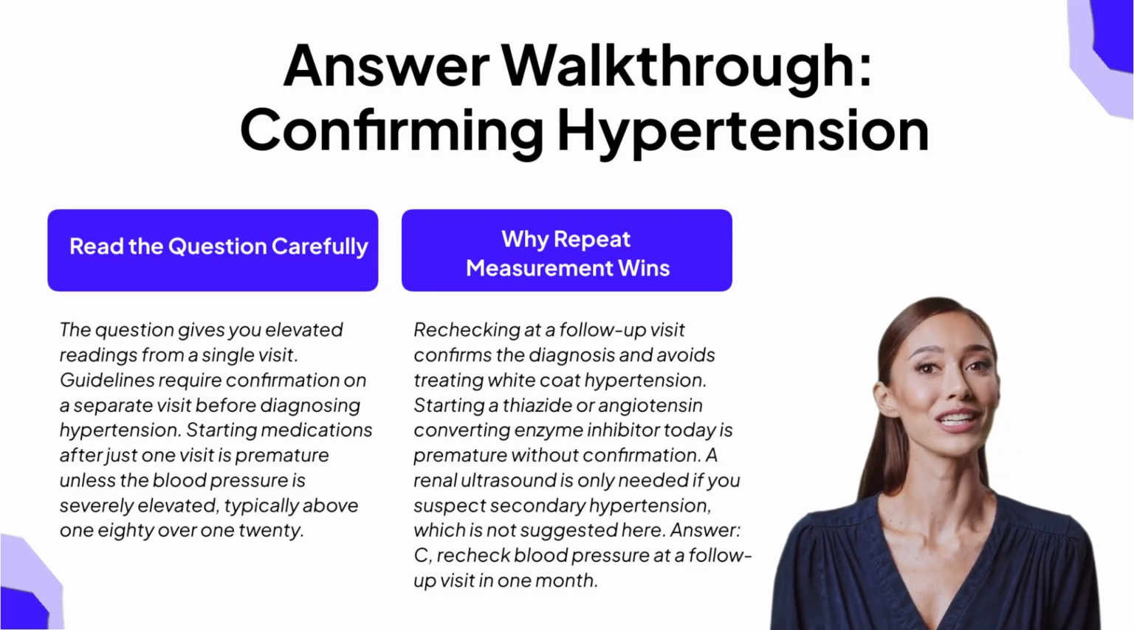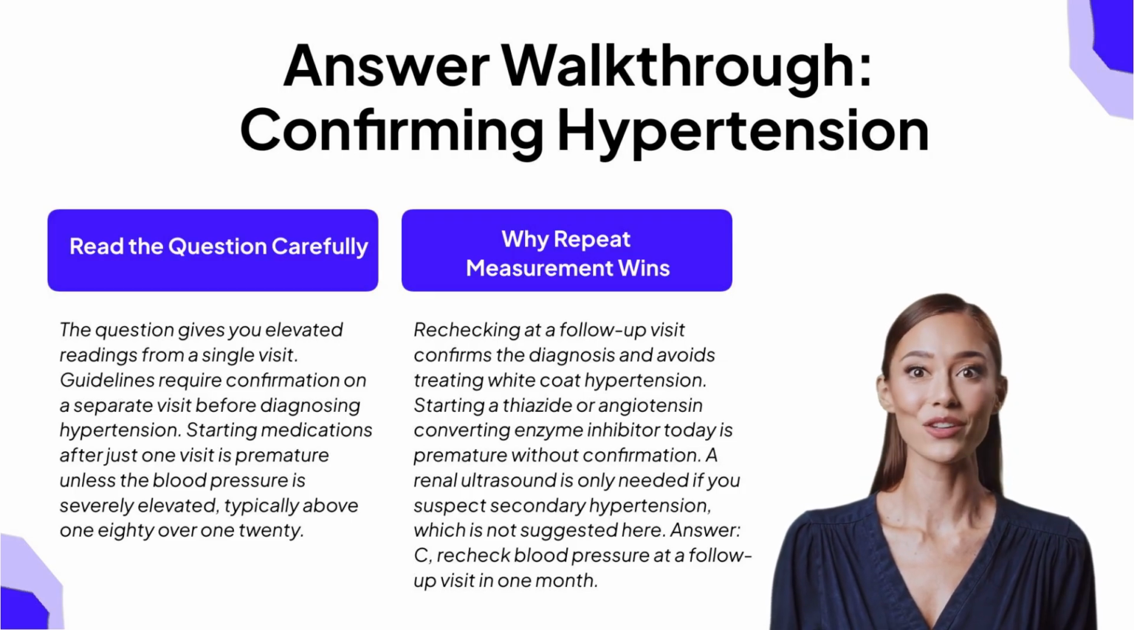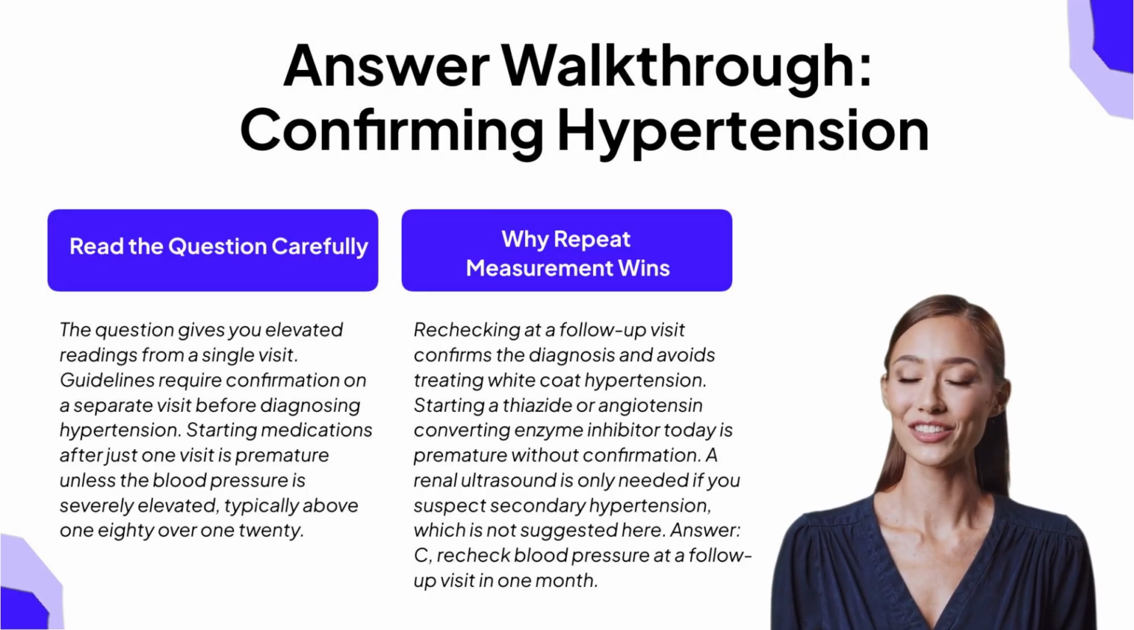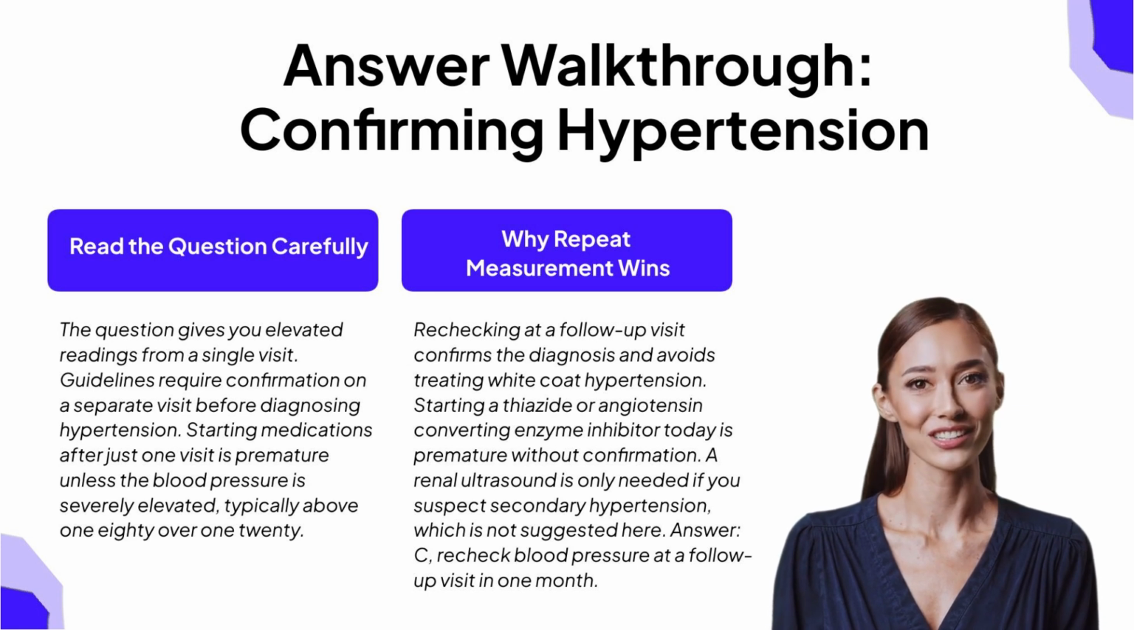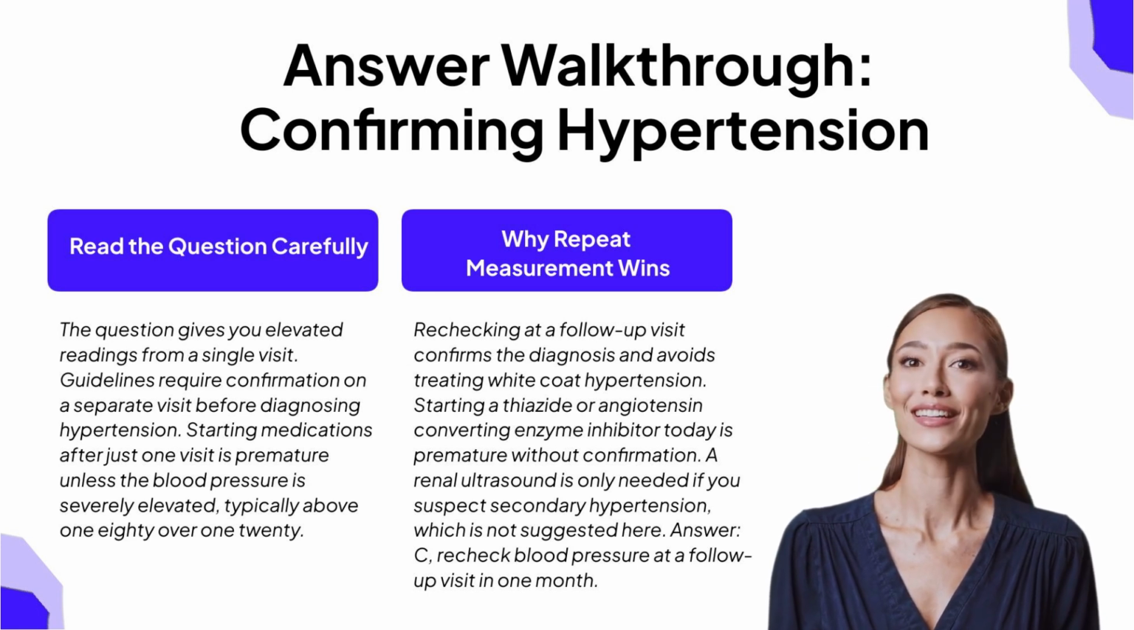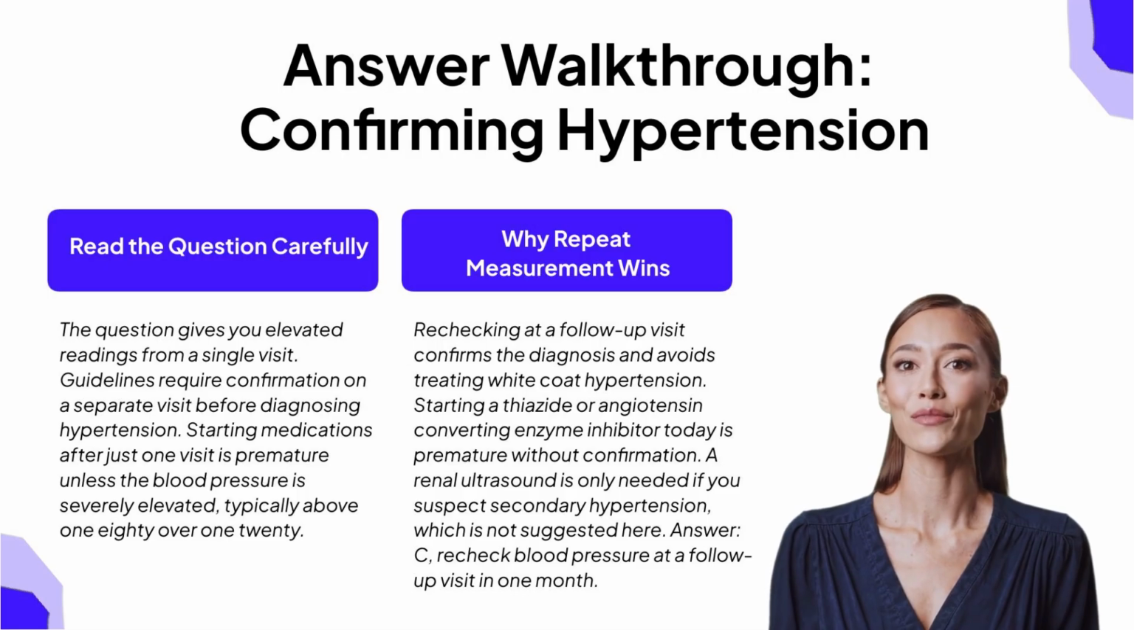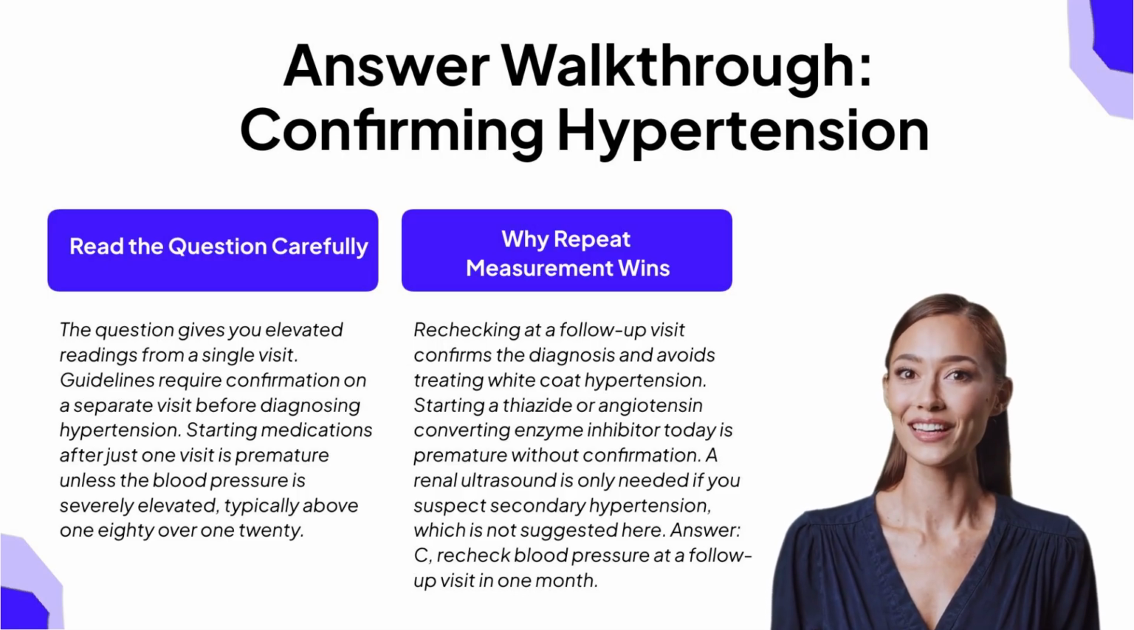Now, why does repeat measurement win? Because rechecking on a separate visit confirms the diagnosis and rules out white coat hypertension. Starting a thiazide or an angiotensin-converting enzyme inhibitor today is premature without a confirmed diagnosis. Ordering a renal ultrasound is only appropriate if you suspect secondary causes of hypertension, which nothing in this question suggests. The correct answer is C, recheck blood pressure at a follow-up visit in 1 month.